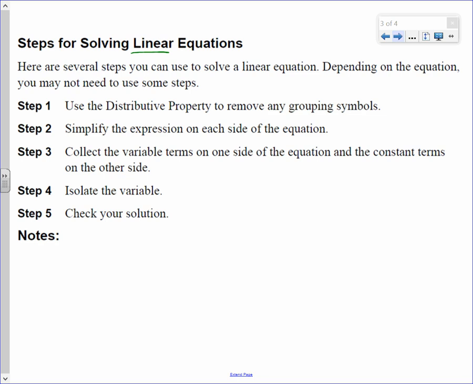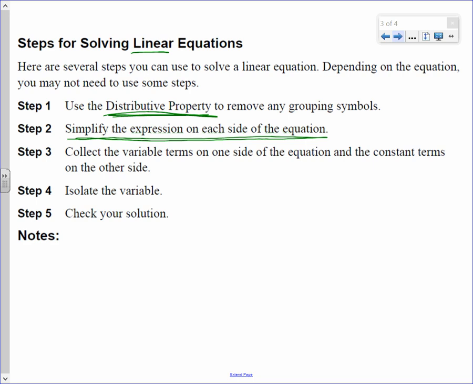Here's what we do. Step 1. Contreras, can you read step 1 for me? Nice and loud. Use the distributive property to remove any grouping symbols. We already know how to do distributive property. We practiced that last week on assignment 2. Beautiful. Mr. Rojas, can you read out loud step 2? Simplify the expression on each side of the equation. Nice. We've been simplifying for the past 2 days. Mr. Nava did a lot of simplifying for the warm-up.